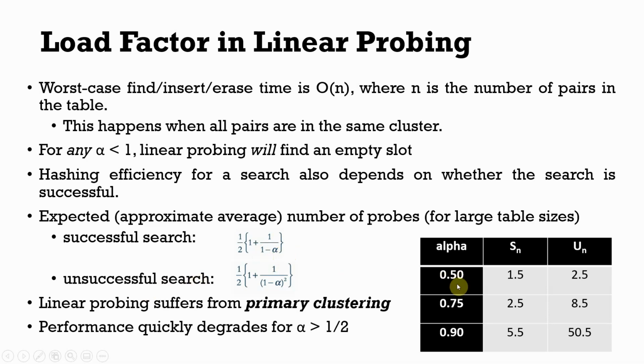For example, if your alpha is 0.5, for a successful search, on the average you have to go through 1.5 probes. For unsuccessful, it's going to be 2.5 probes. As alpha gets bigger than 0.5, the numbers increase drastically. If alpha is 0.75, you have to go through 2.5 probes on the average for a successful search and 8.5 for unsuccessful. And if the table is almost full, if alpha is 0.9, successful searches take 5.5 probes on the average, and unsuccessful searches take 50.5 on the average.